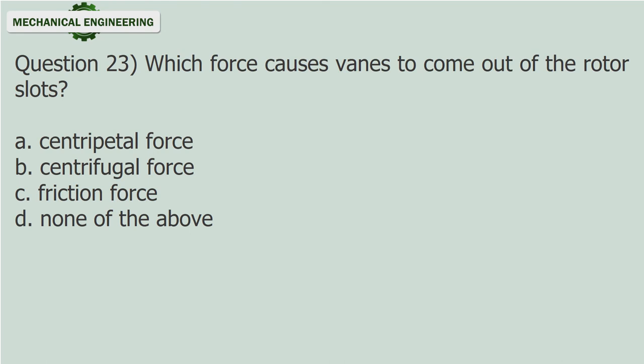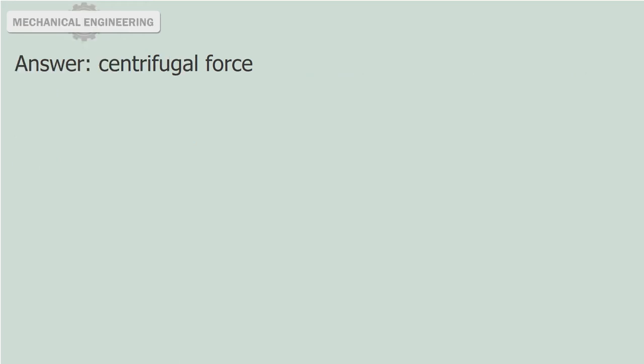Question 23. Which force causes vanes to come out of the rotor slots? A. Centripetal force. B. Centrifugal force. C. Friction force. D. None of the above. Answer. Centrifugal force.